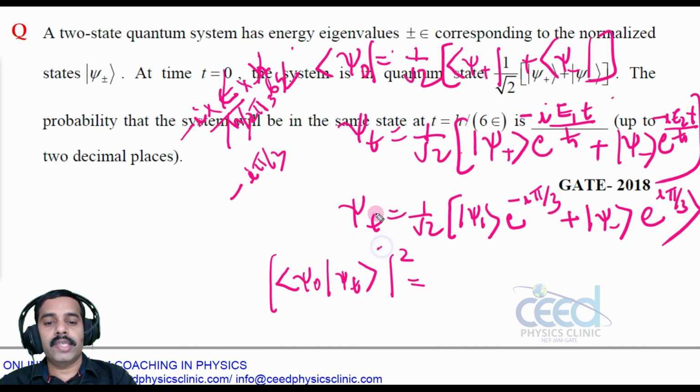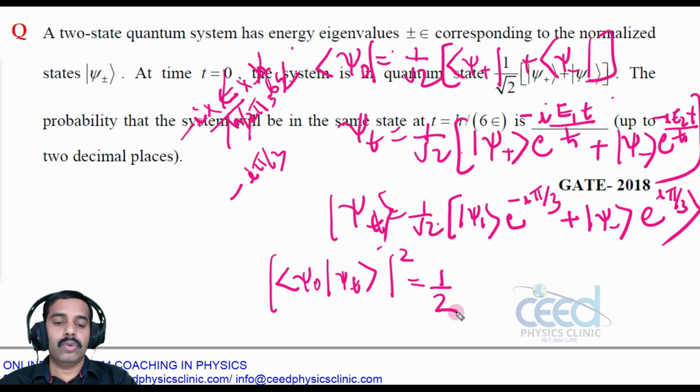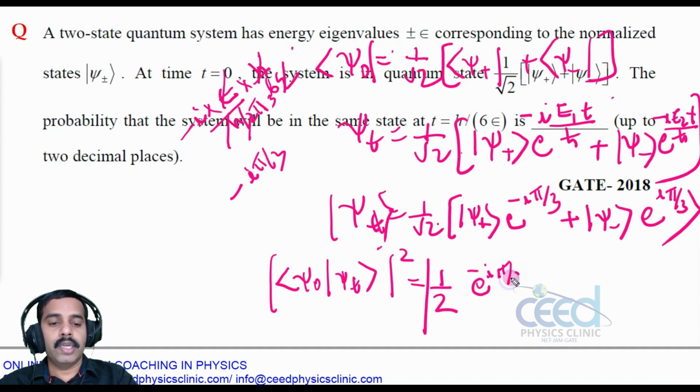Now psi 0, psi t. This is my psi t, so its inner product is 1 by root 2 into 1 by root 2, that is 1 by 2. All right, 1 by 2 into this, psi plus bra and ket, that should be unity, and we have e raised to i pi by 3, e raised to minus i pi by 3. During the multiplication for this term also we have 1 by 2, or we may take 1 by 2 common, and here this into this is again 1 and e raised to i pi by 3.